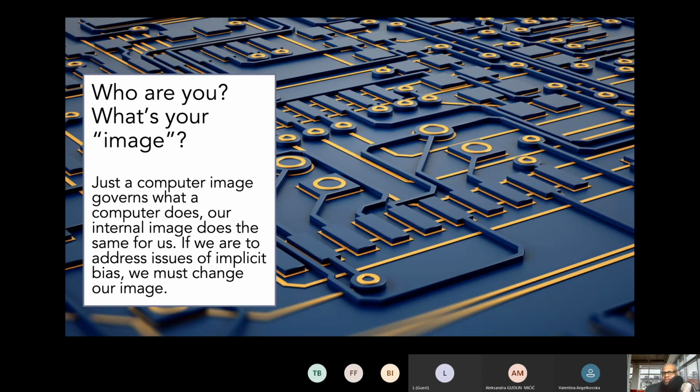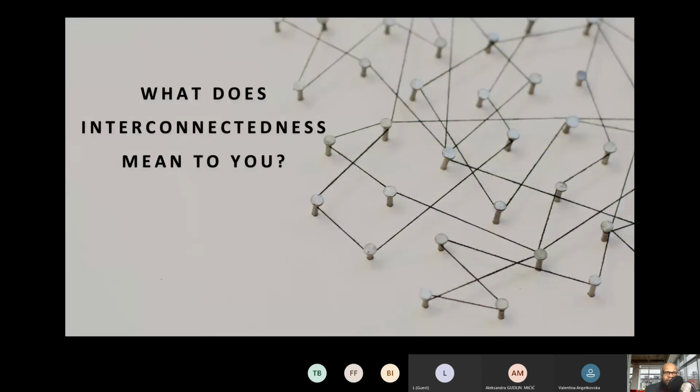So my real question for you at this point, and again, a great place to take notes if you're taking notes, really is this: what image inside of each of us governs what we do? What's a part of that image? What applications, what programs, what things, very much like we would with a computer, govern what we see as important? They govern what we prioritize. Who are you? What's your image? Something to think about there.